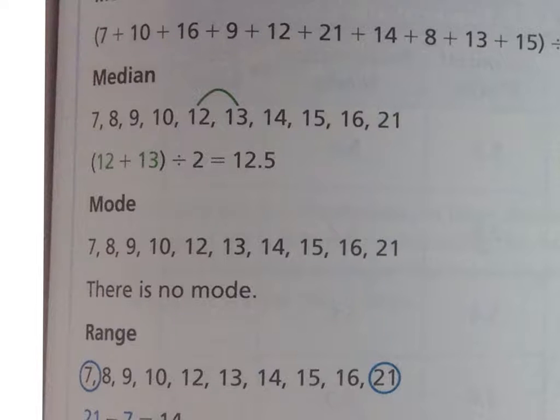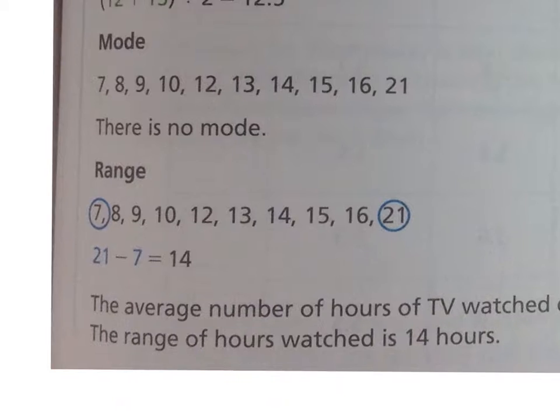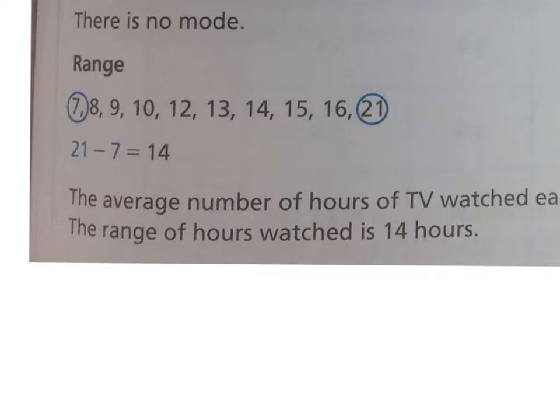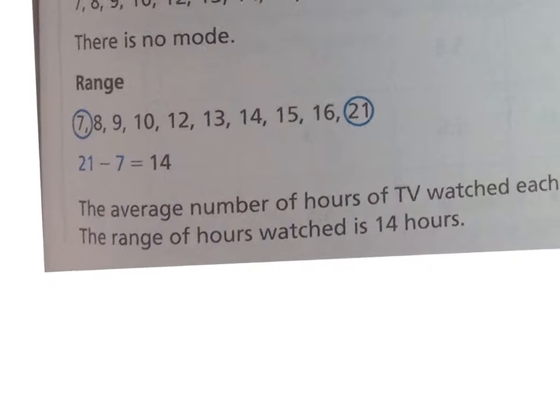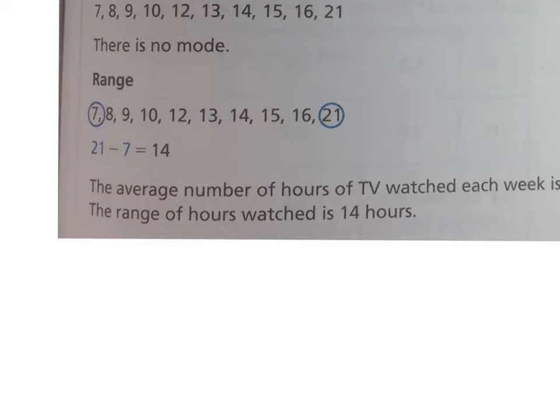Mode is a number or numbers that occur more often than the other numbers. In this case, all the numbers only happen once. They all happen the same amount as each other, so there is no mode. And the range is the difference between the highest and lowest numbers. So in this case, 21 minus 7, which is 14, and that gives us an idea of how spread out our numbers are.